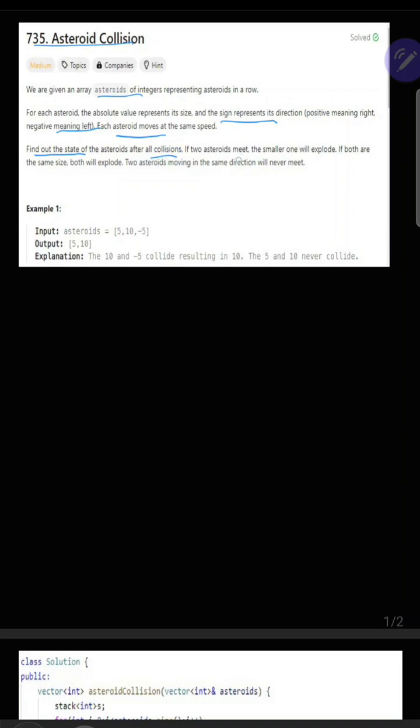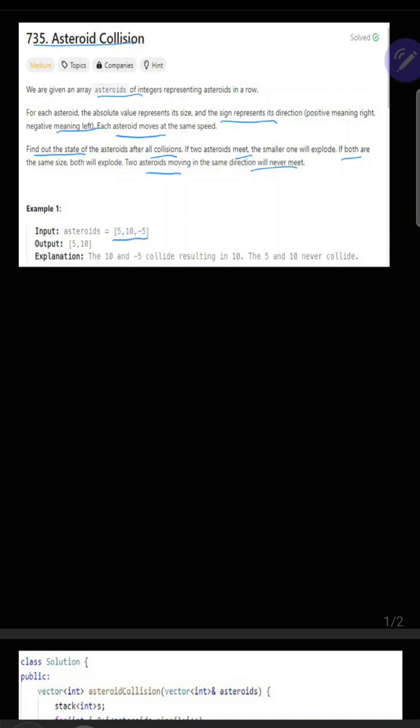If two asteroids meet, the smaller one will explode. But if both are the same size, then both will explode. Two asteroids moving in the same direction will never meet because they are both moving in the same direction.